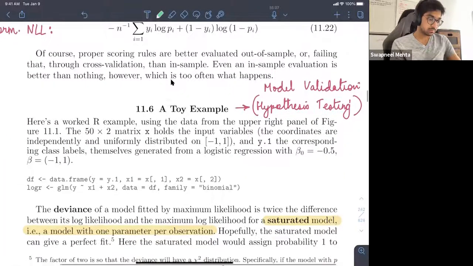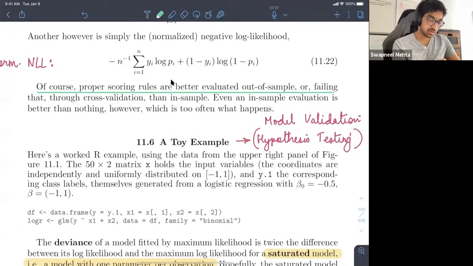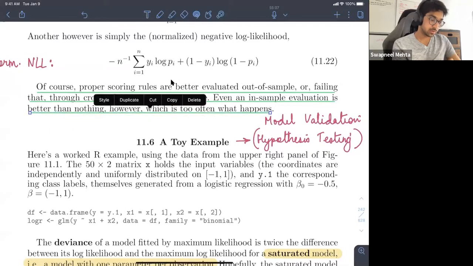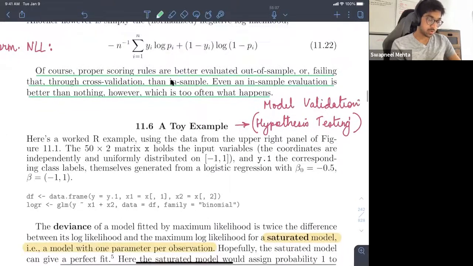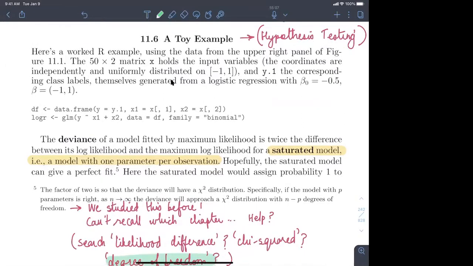At the end of the day, of course, you want to do that for your test data, but people don't even do that for their training data. So he's saying even checking on your training data is better than not testing it at all. So yeah, try to calibrate your models. Okay, so now he gets into a toy example.